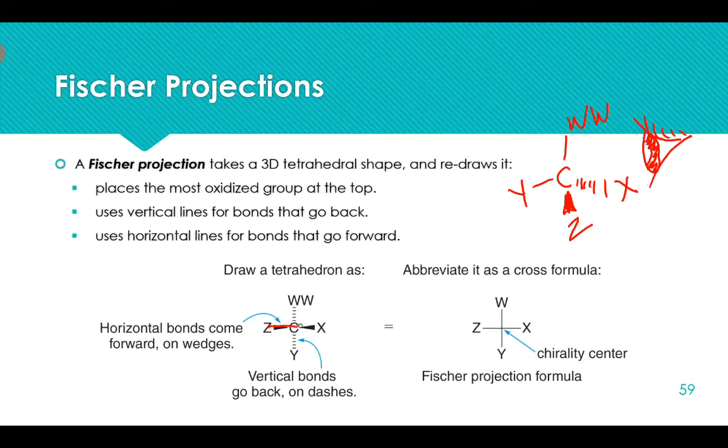Now we can see that we can take this and make a cross. And this is a chiral carbon here in the center. It has four different groups on it. And what's going to go up is always going to be our most oxidized group, meaning like our aldehyde or our ketone. That's going to be near the top if we can help it.